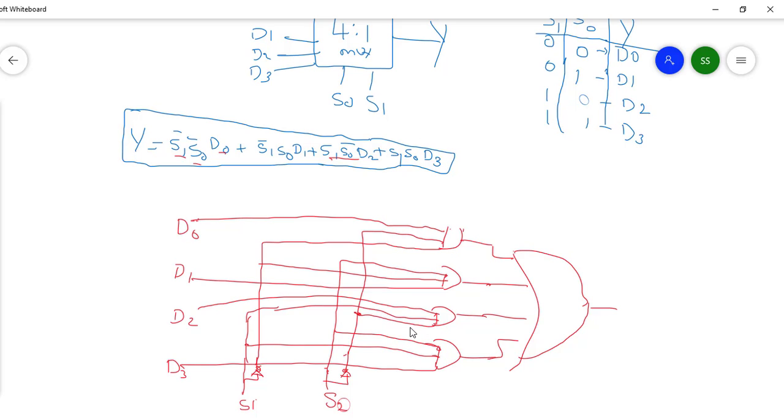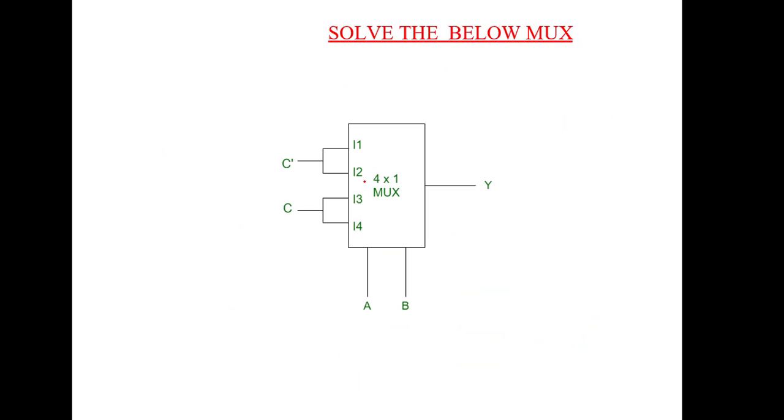In a similar way, you can take an 8:1 mux: how many inputs, what are the select lines, what is the equation, and how the logic diagram looks. You will take one problem to solve, finding the minterms, and try to do this.